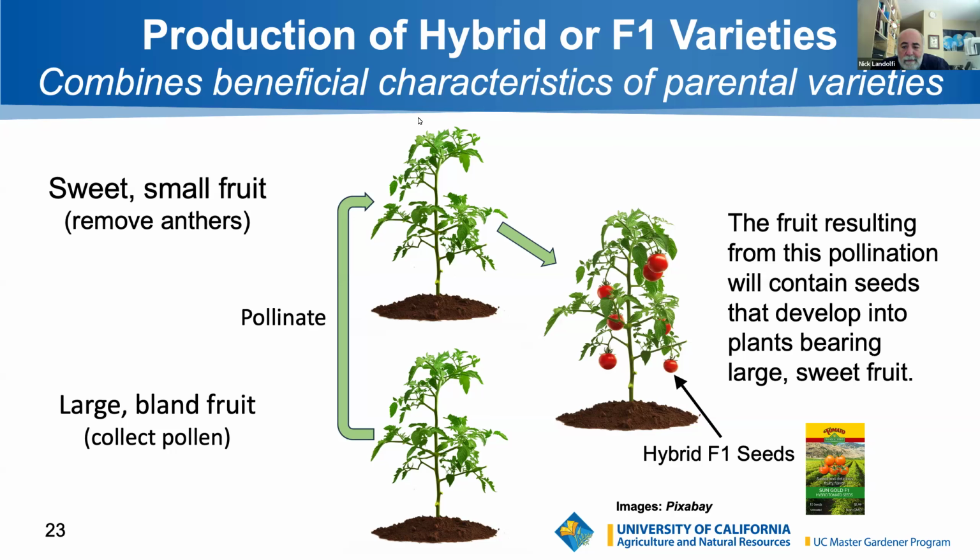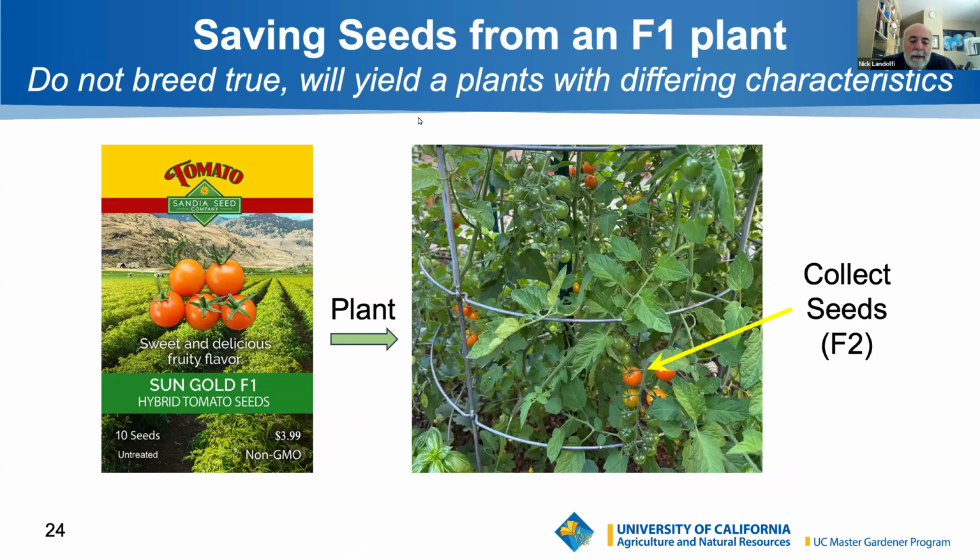The problem occurs if you save seeds from the fruit of a hybrid plant, and here is why. You purchase your hybrid seeds to plant them. The plant grows, and in the case of Sungold, produces copious amounts of sweet cherry tomatoes. You really like Sungold tomatoes, so you decide to save seeds from your plants. This is a mistake, and this is why.